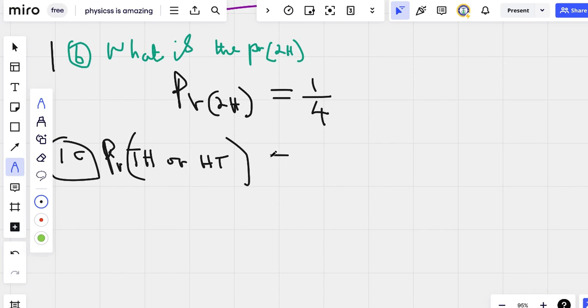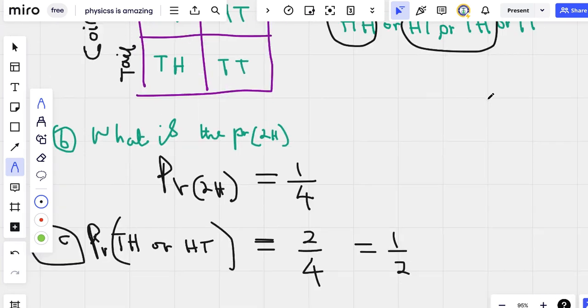Equal to 2 over 4. And 2 over 4 can be simplified to 1 over 2 if you reduce to the simplest term. Okay, this can be reduced as 1 over 2 or 0.5. Remember, we can write probability in decimal. Okay, or 0.5.